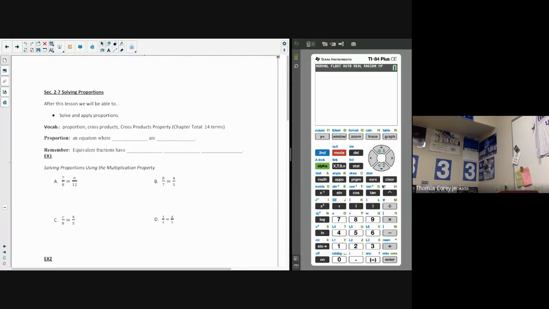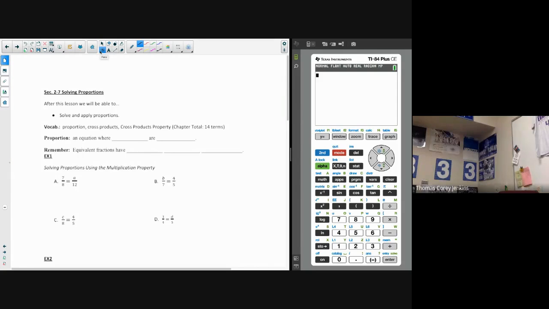All right, guys, Mr. Jenkins back again with your second to last lesson in Chapter 2. This is Lesson 2.7, called Solving Proportions, which we already have a head start on because that's what we've been doing on the DMR. So that's a good thing.